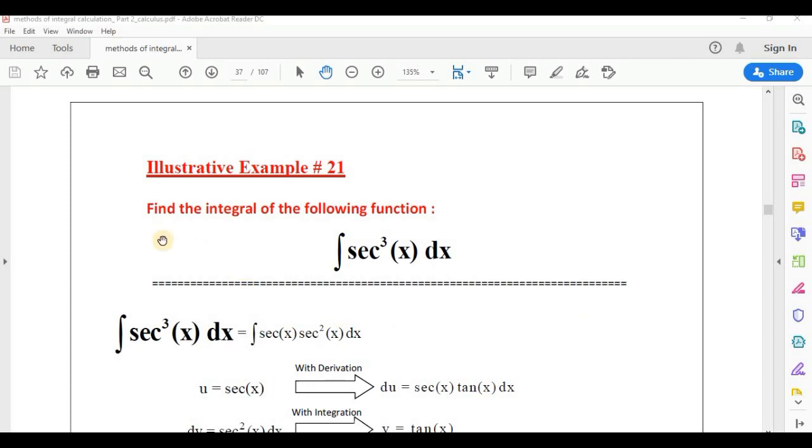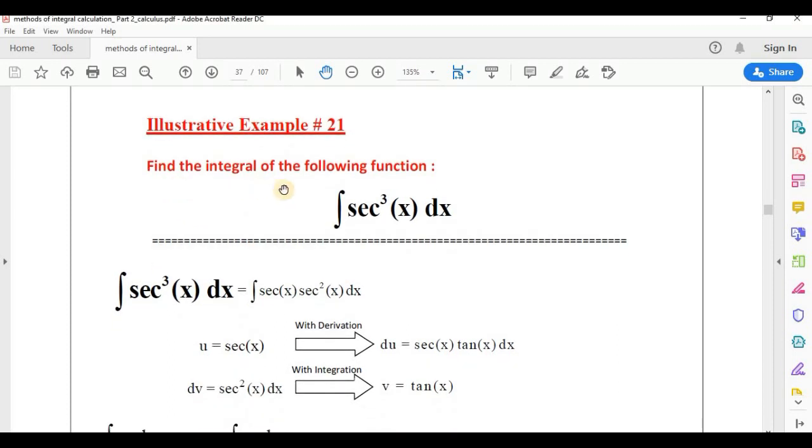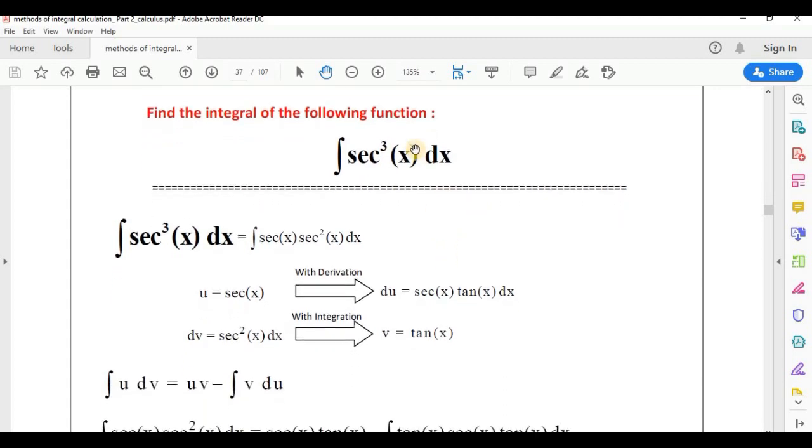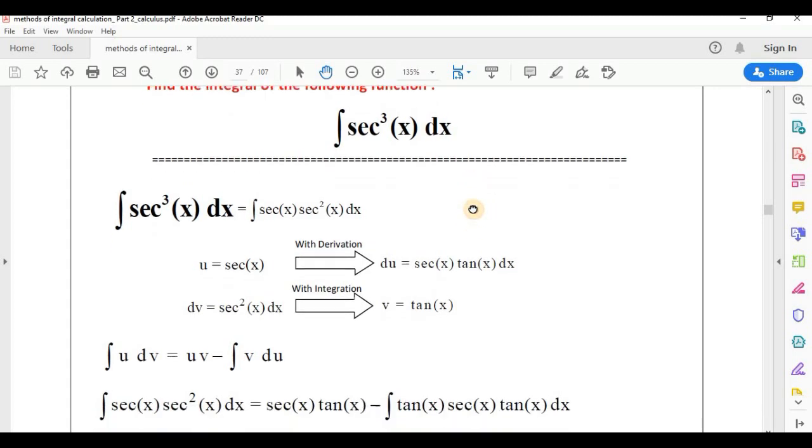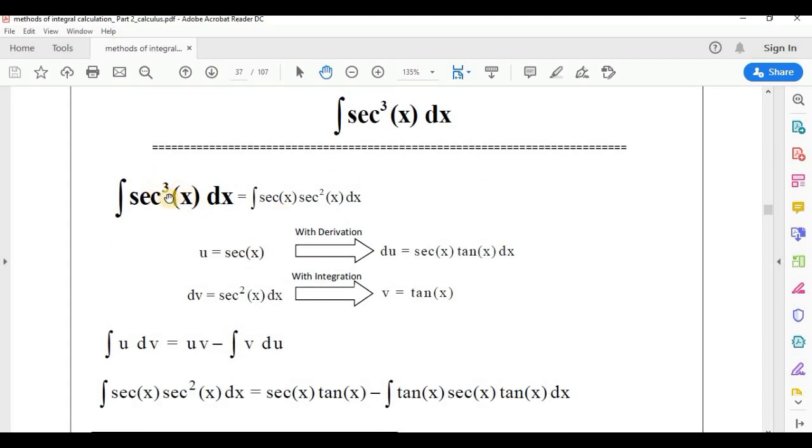Let's see this example. Find the integral of the following function: integral sec to the power 3 x dx. How will we solve it? As we notice here, we have an odd power. Then the integral will be solved by using integration by parts. We have 3, withdraw 1, it will become 2. So the integral will become integral sec x multiply sec square x dx.